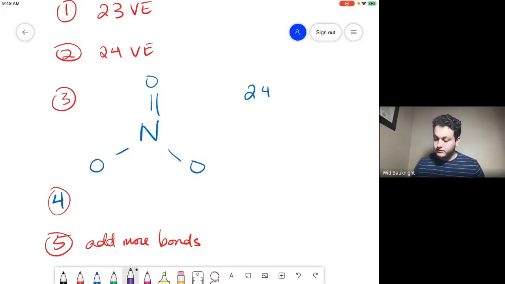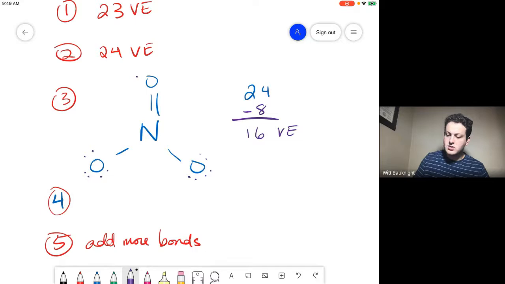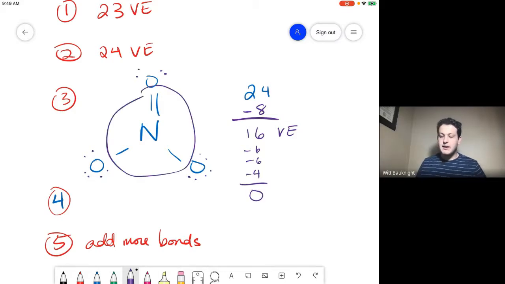As of right now, we kind of go back to step number 3. We have used 8 electrons for all my covalent bonds. So we now have 16 valence electrons to delegate and give out. This oxygen still needs 6, but now this oxygen just needs 4. Minus 4.